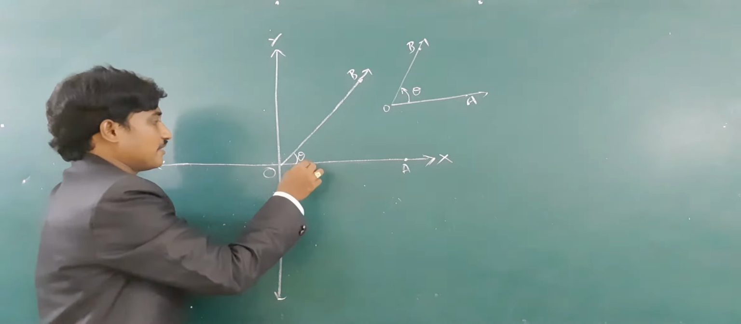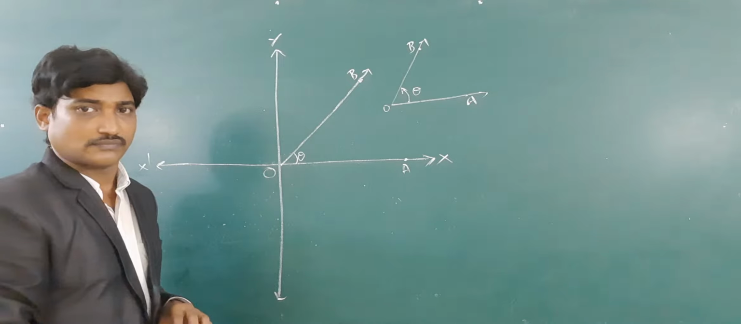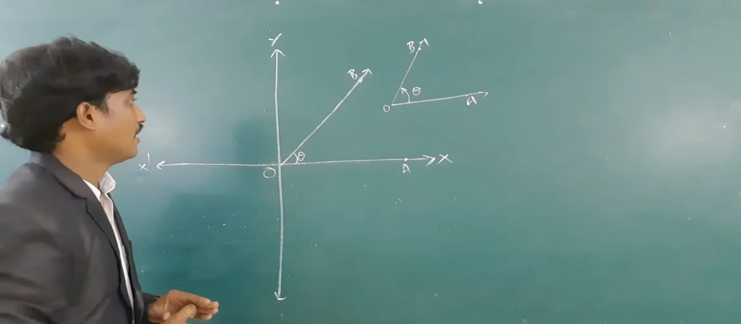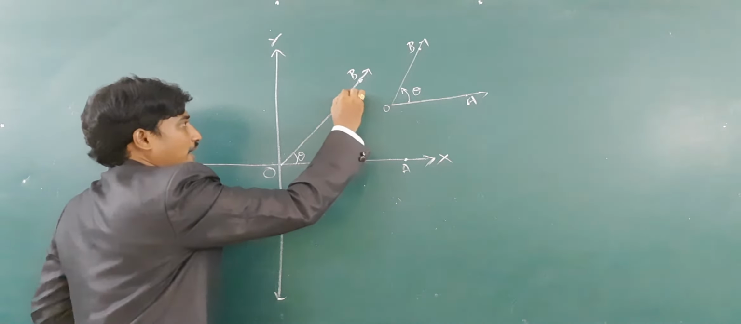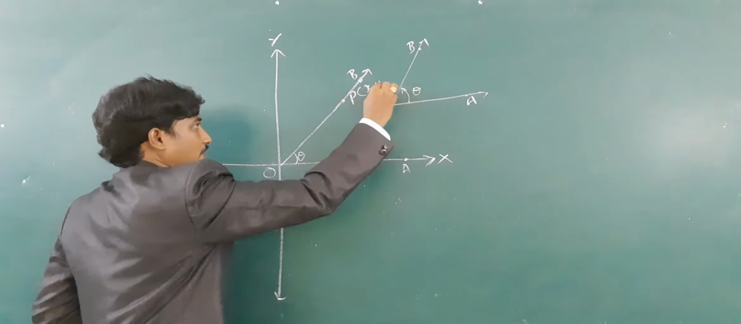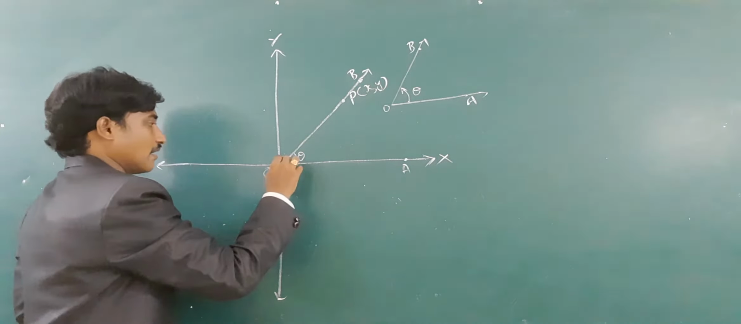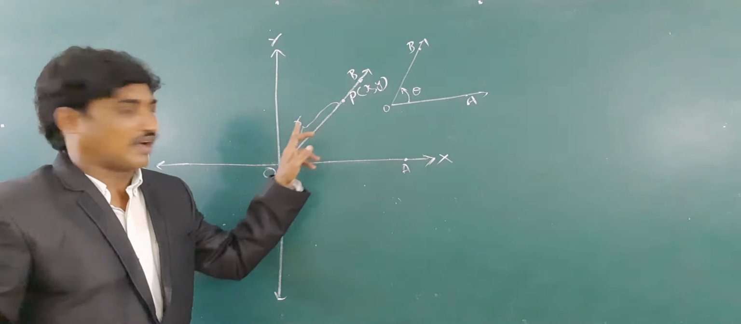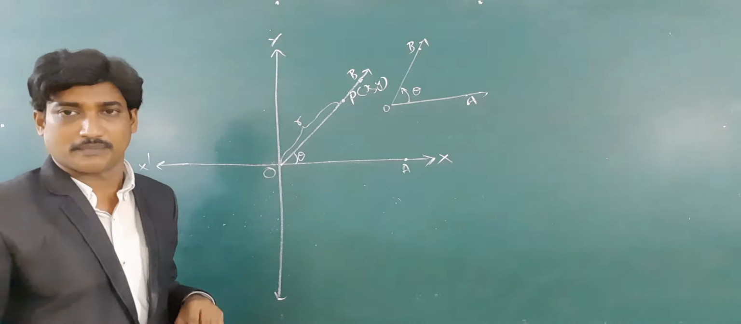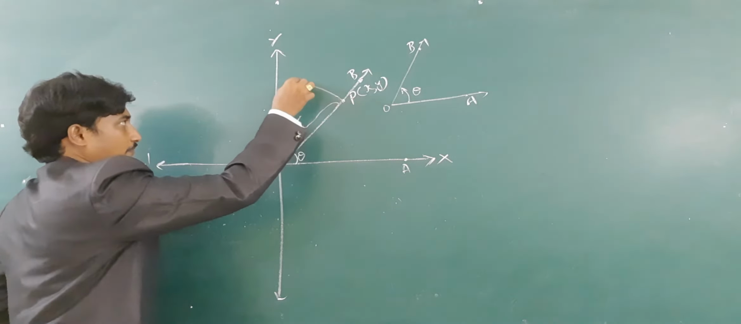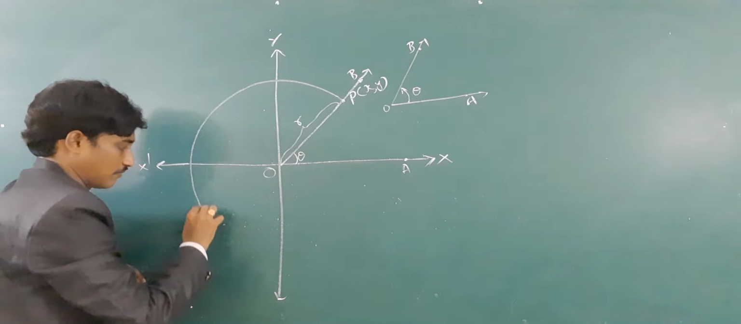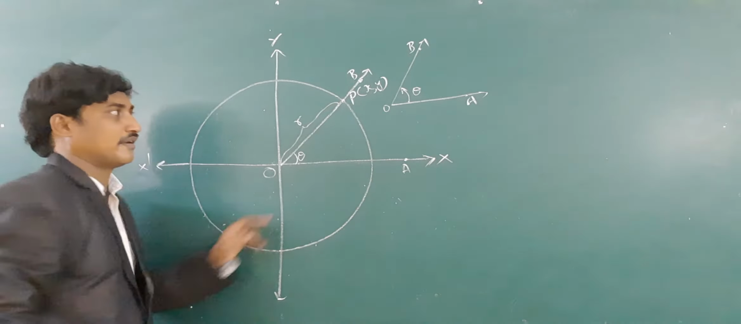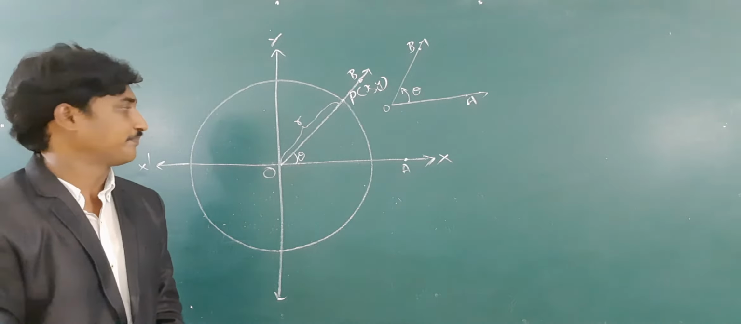Here, if theta is increased to 90 degrees, we need to find the trigonometric ratios. Let me take a point P(x, y). Let the length of OP be r, with OP as the radius and O as the center. I am going to draw a circle so that when the angle is increasing, we can understand the position of P well.